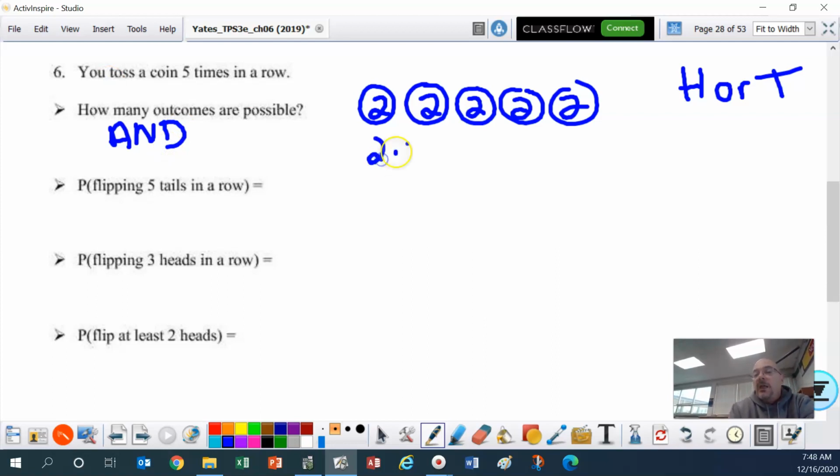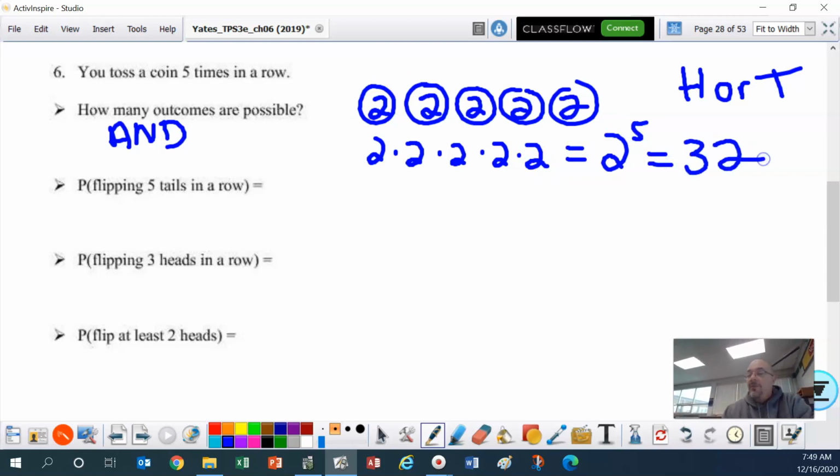So 2 times 2 times 2 times 2 times 2, which is also 2 to the 5th power. So how many outcomes are possible? 32. There are 32 possibilities. Now, I do not want to draw a tree diagram for this one because that would be a lot. That would be a big tree diagram. All right, so we're going to do this in a little bit different way.